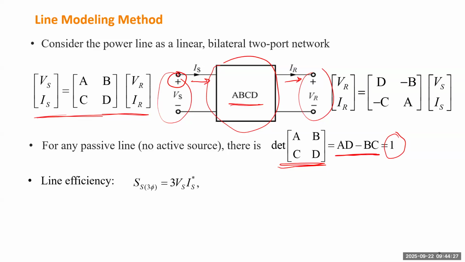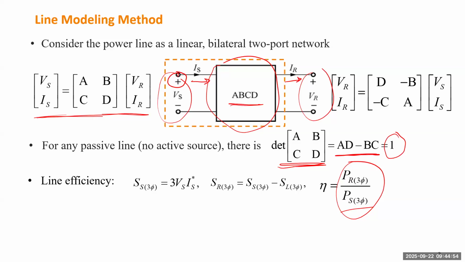In this case, we can calculate the 3-phase complex power from the left. Then we calculate the 3-phase complex power received from the right by subtracting the loss of the line. And efficiency only considers P, it doesn't consider Q. So it's just the received active power divided by the active power from the source.